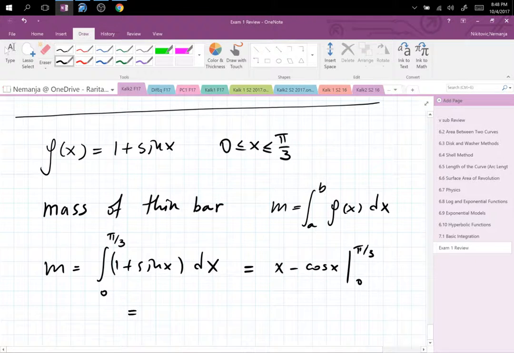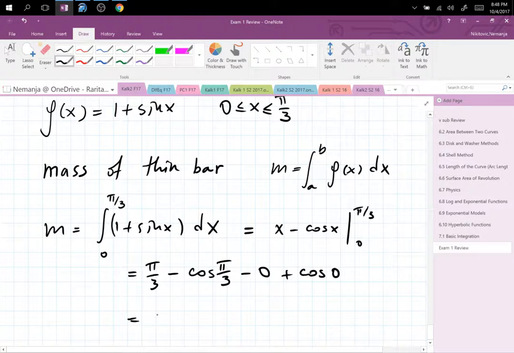We are going to put pi over 3 minus cosine of pi over 3, minus 0 plus cosine of 0. You see, you have to use cosine of 0 because it gives you a value. So pi over 3 minus cosine of pi over 3 is what? Very good. And then we have plus 1. So it should be pi over 3 plus 1/2, or 2 pi plus 3 over 6. Maybe this is the good form.